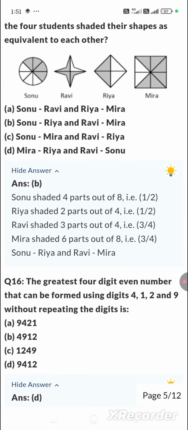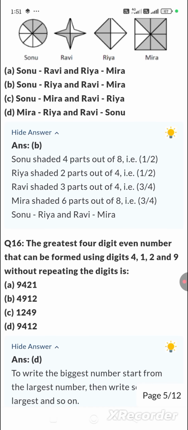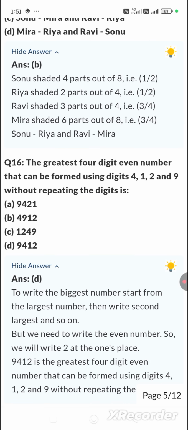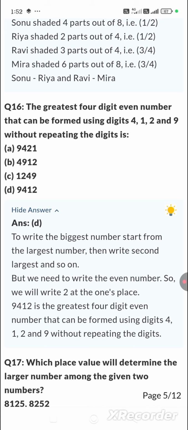The greatest 4-digit even number that can be formed using digits 4, 1, 2 and 9 without repeating the digit is? Answer option D. To write the biggest number, start from the largest number, then write the second largest and so on. But we need to write the even number. So we will write 2 at the ones place. 9412 is the greatest 4-digit even number that can be formed using 4, 1, 2 and 9 without repeating the digits.